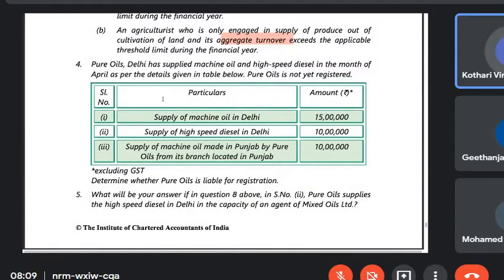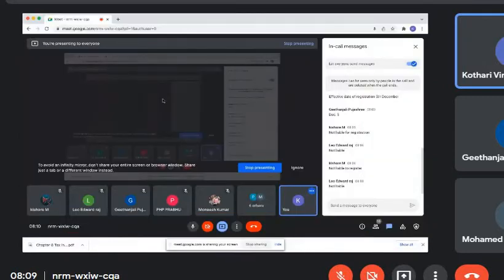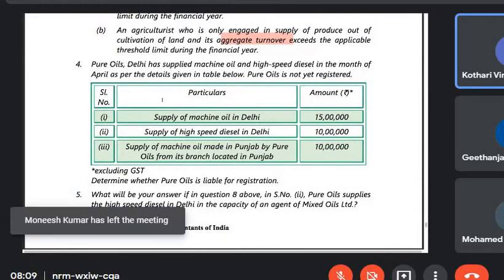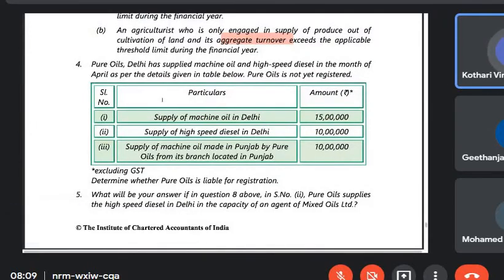Read the fourth question and tell me whether Pure Oil is liable for registration or not. Only two of them are answering. Others are sleeping. Question number 4, read and tell me whether the person Pure Oil is liable for registration or not.